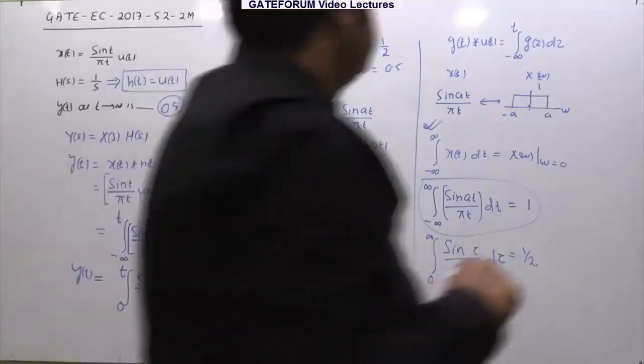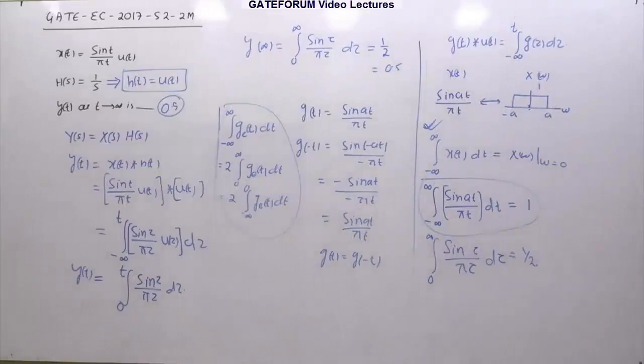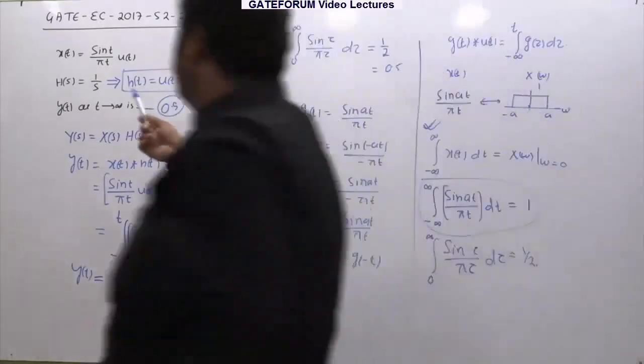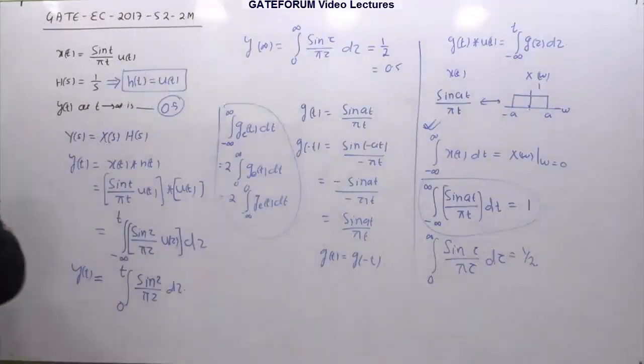I think this is clear. Let me summarize what I have done so far. Actually, we are given this information: x of t and H of s. From H of s we have obtained what is h of t, right?